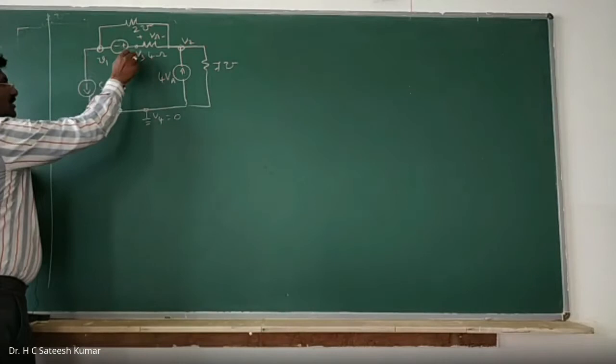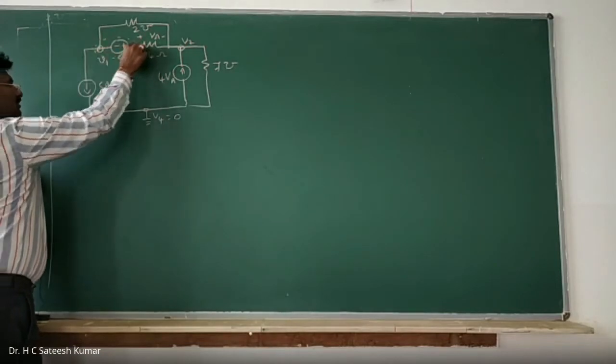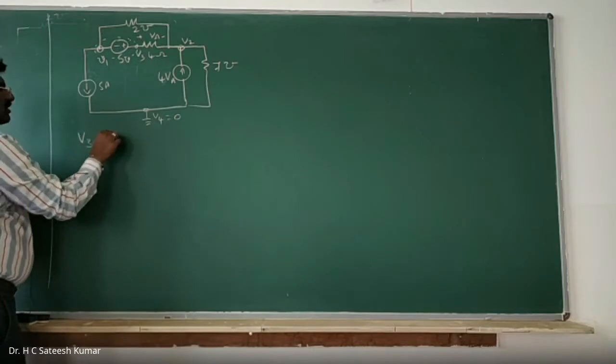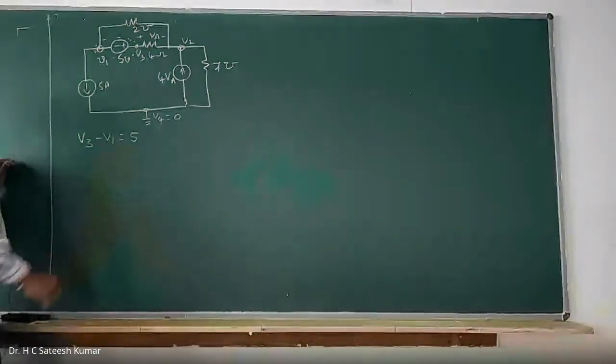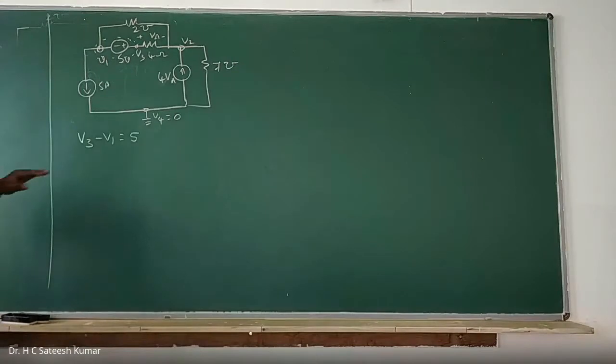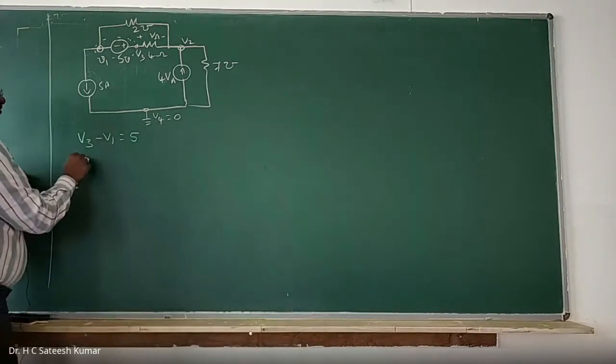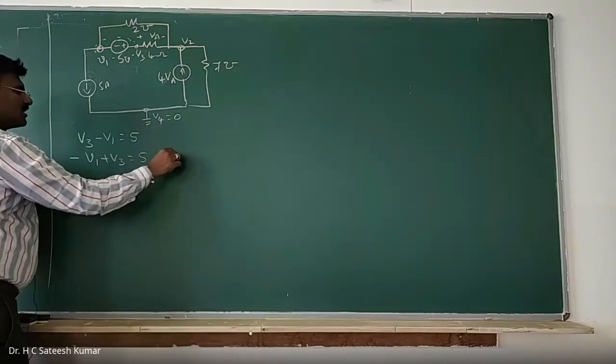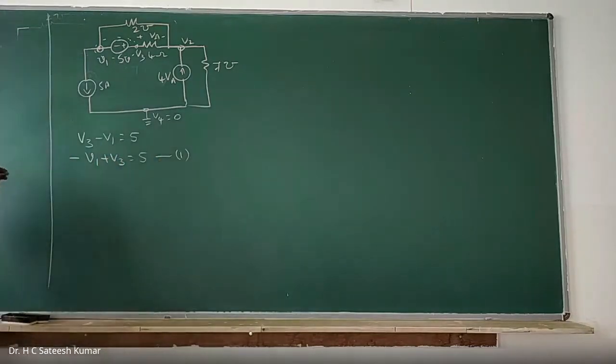KCL. We have a super node here between V1 and V3. Therefore, V3 minus V1 is equal to 5. Rearrange it and write the equation: minus V1 plus V3 is equal to 5. Call this equation number 1.